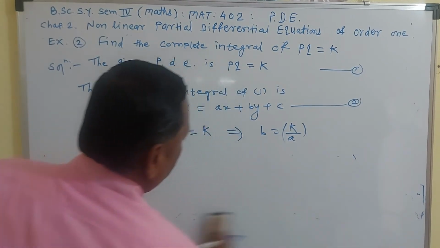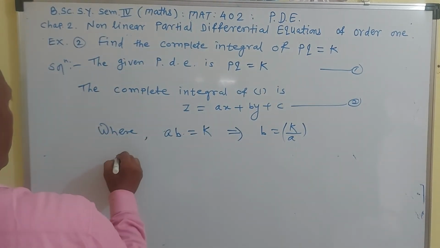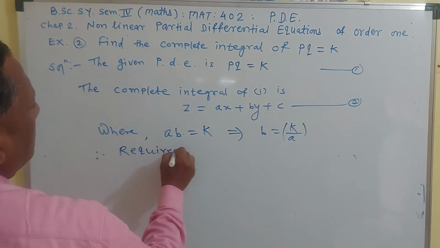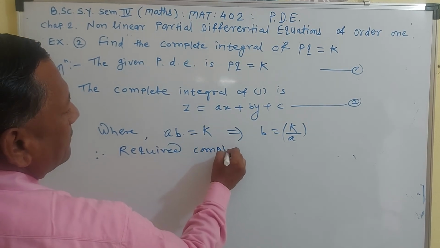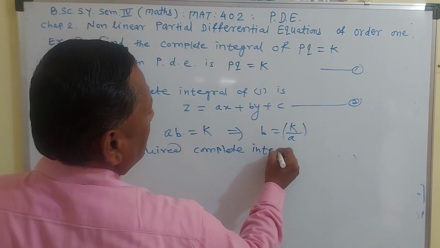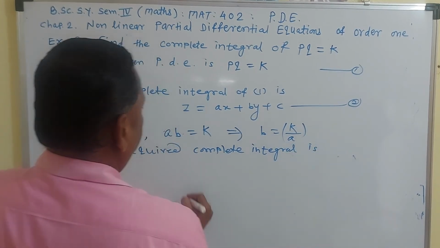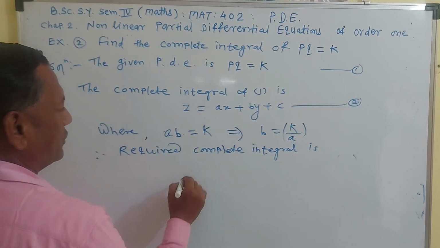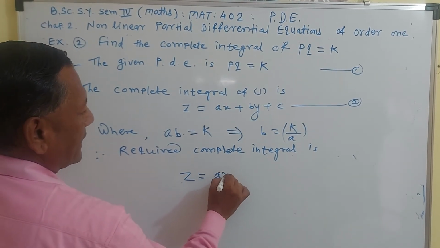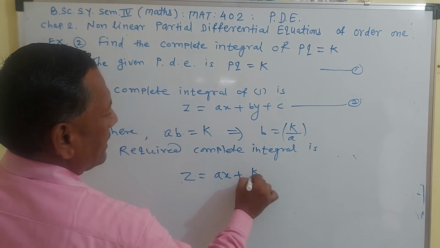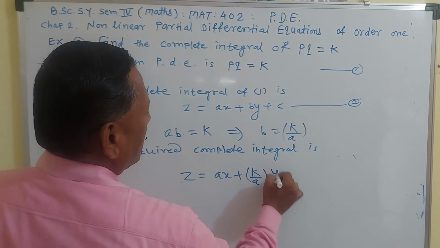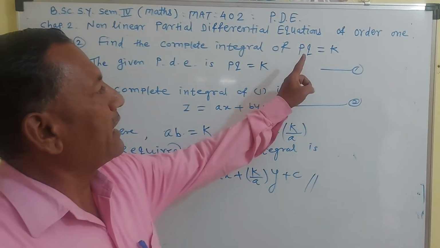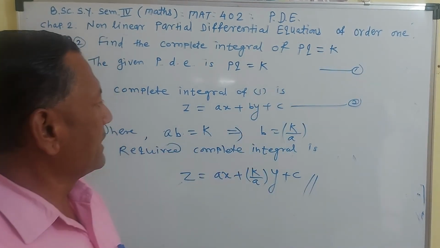Therefore, the required complete integral is obtained when you put the value of b in terms of a in equation 2: z is equal to ax plus k upon a into y plus c. So this is the required complete integral of the equation of the type pq is equal to k.